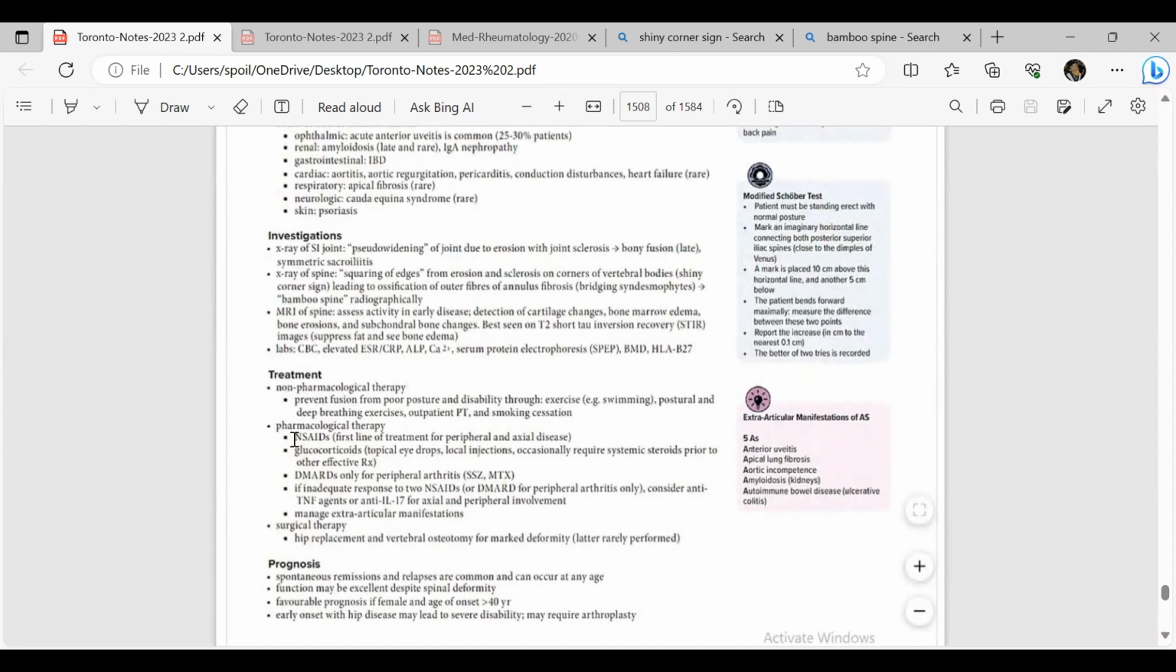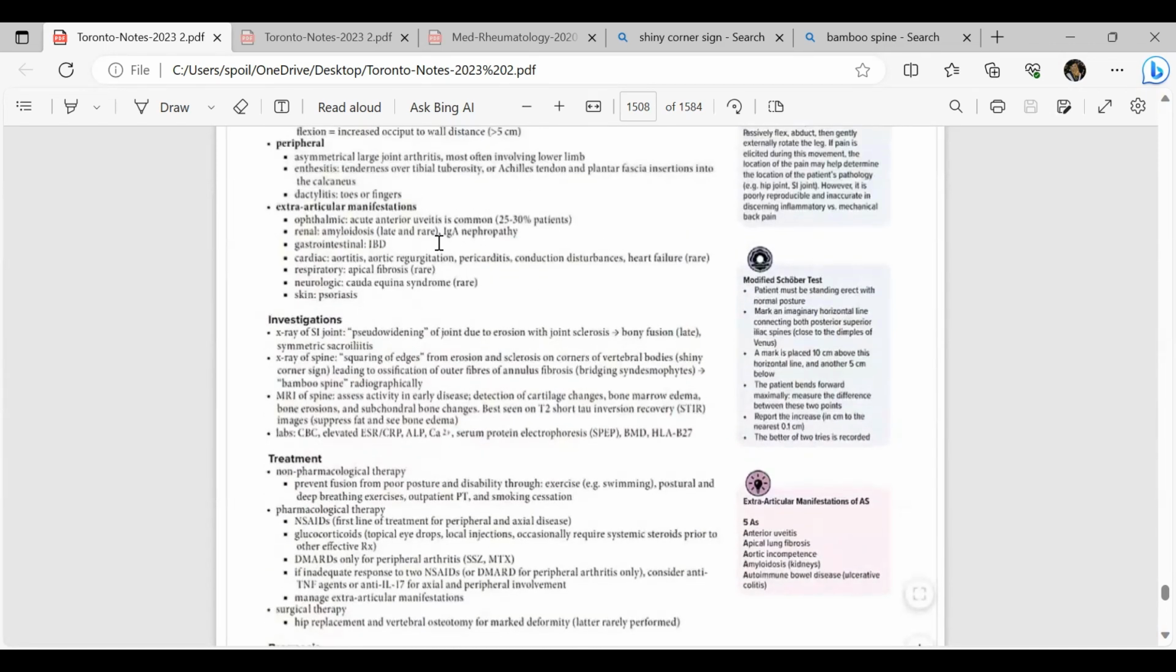Okay. So initially, we will start the treatment with the NSAIDs, or we can also give DMARDs. But if the condition does not improve with NSAIDs and DMARDs, then we will move to anti-TNF agents or anti-interleukin 17 drug group. Okay, now the extra-articular manifestations we can manage symptomatically, which are most of them rare except psoriasis, inflammatory bowel disease, aortitis, aortic regurgitation, pericarditis, and uveitis, for which we are giving glucocorticoids.